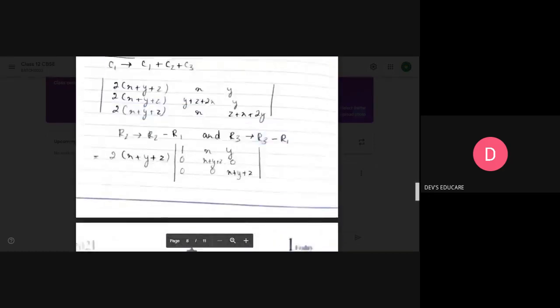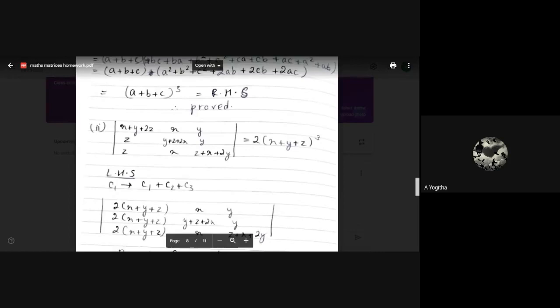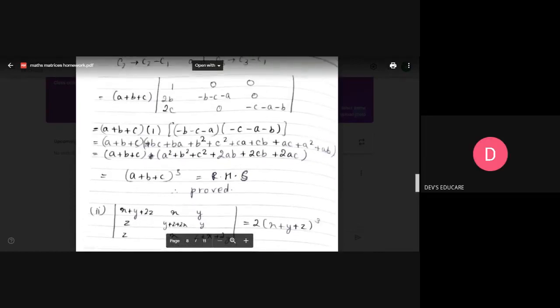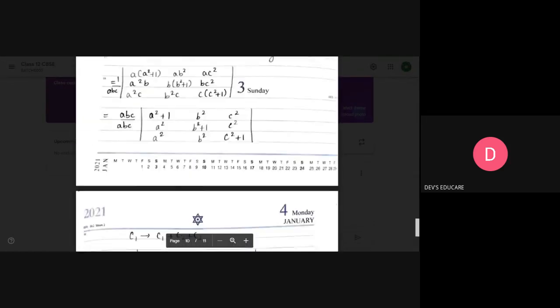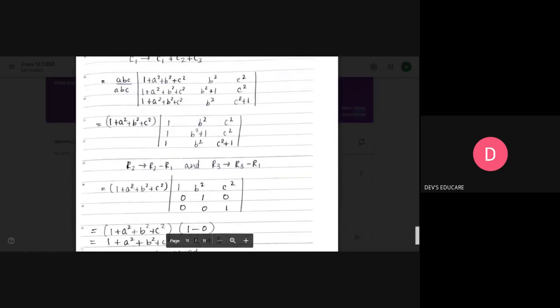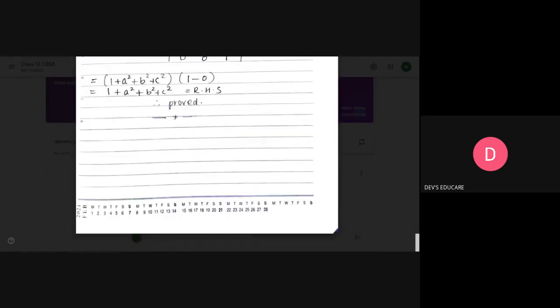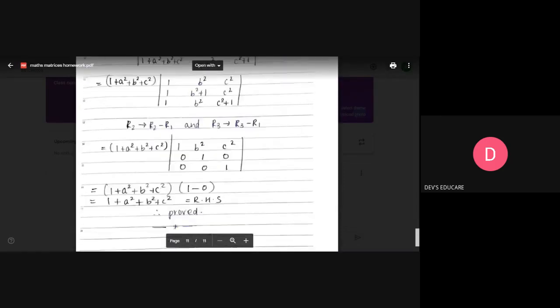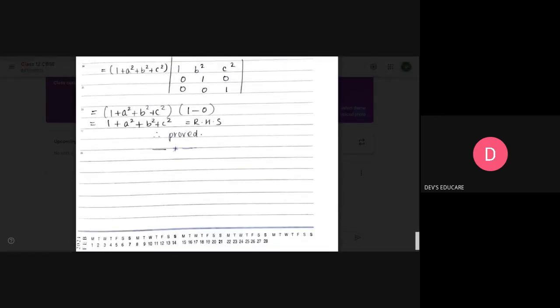In these ones only, I get confused on which row to add and change. Whenever we have time, we will go through these two, three questions once again. Okay, good. So far it's good.